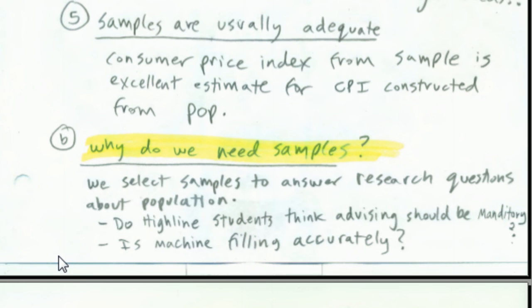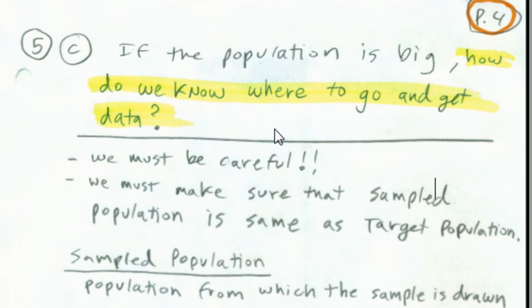For manufacturing, is the machine filling accurately? If you're filling boxes of cereal or bags of lettuce, we absolutely need to periodically sample to make sure the machine is working. Next question about sampling.